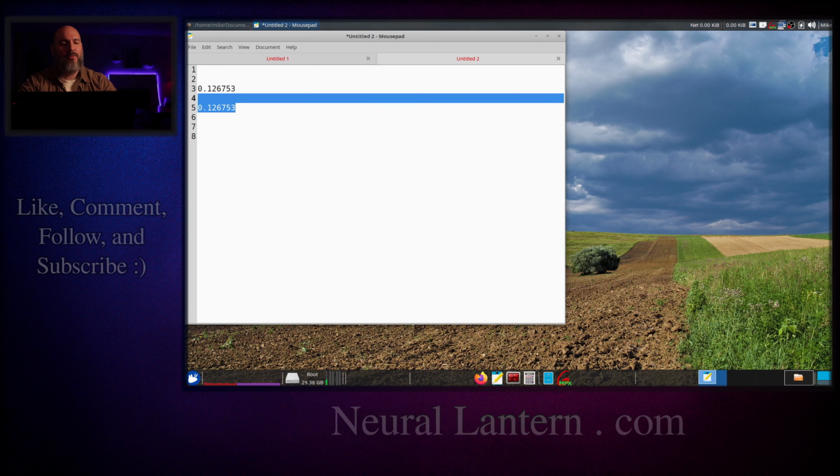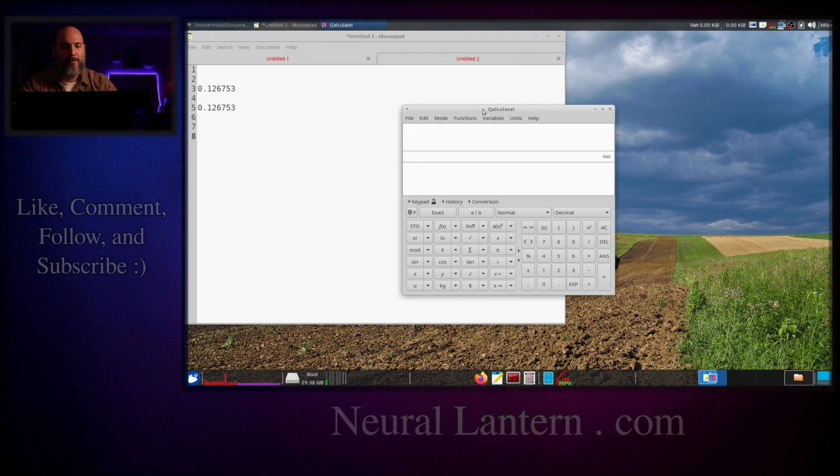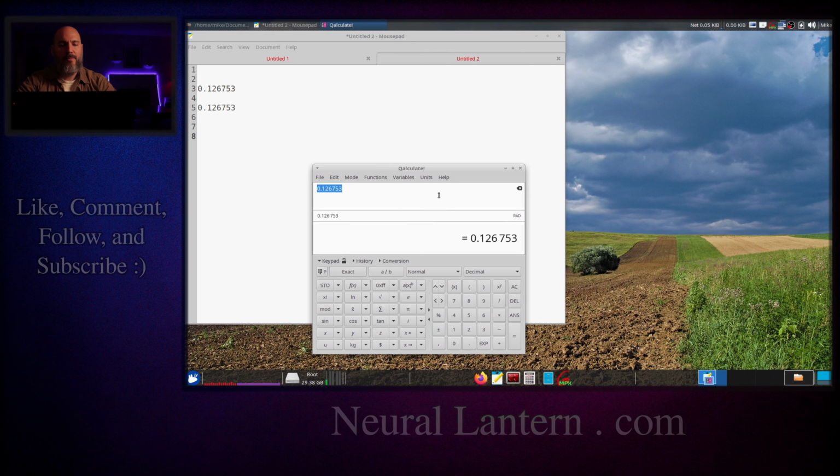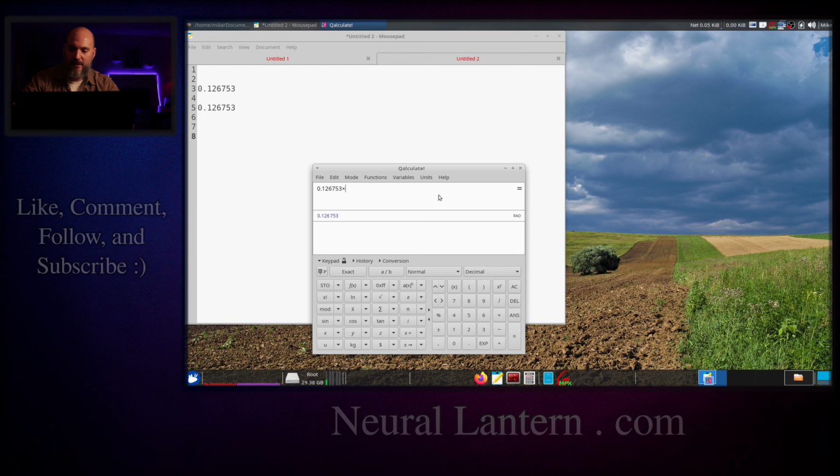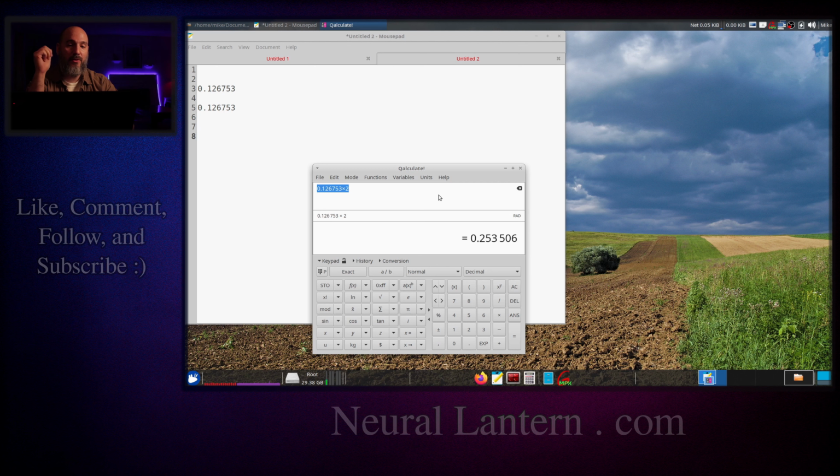So if we take 0.126753 and we multiply it by 2, we're going to end up with a different number. If the number is equal to or greater than 1, then we will say that we have achieved a number of 1 for the converted binary number. And if not, we'll say we have achieved a number of 0. If the number is 1, we'll also subtract 1 from the remaining number here in decimal.